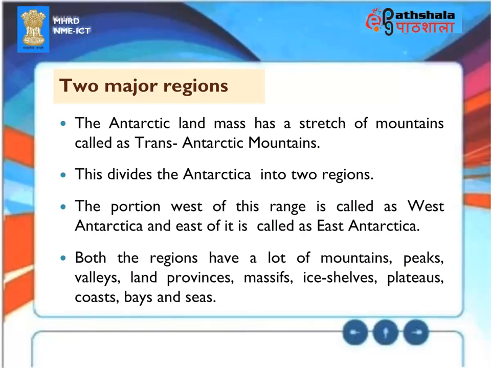Two major regions. The Antarctic landmass has a stretch of mountains called the Trans-Antarctic Mountains. This divides the Antarctica into two regions. The portion west of this range is called West Antarctica, and east of it is called East Antarctica. Both the regions have a lot of mountains, peaks, valleys, land provinces, massifs, ice shelves, plateaus, coasts, bays and seas.